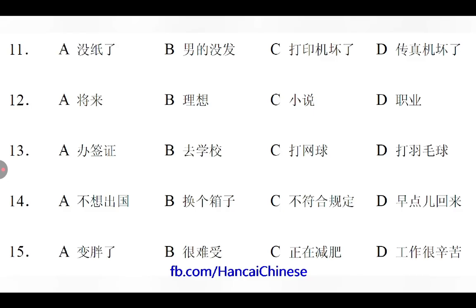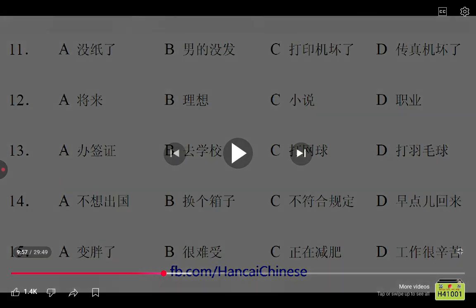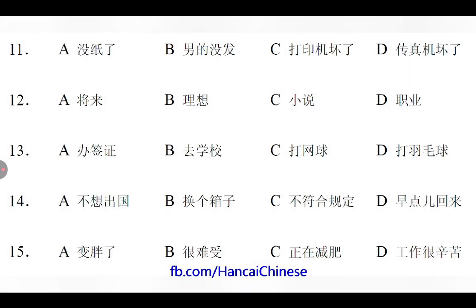So don't spend so much time on question 14. Within a few seconds you have to read the options of number 15. So the first one is pang. Pang means fat.